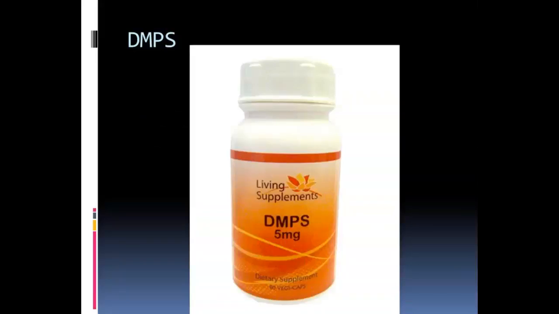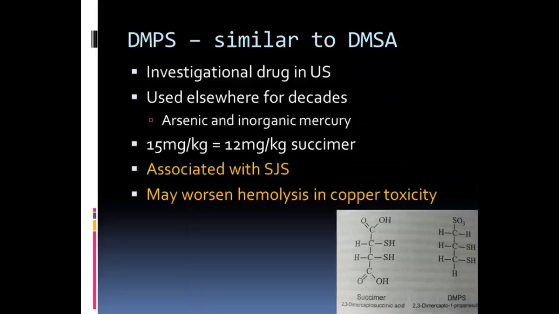All right, so moving on to some of the less common chelators, DMPS, very similar to DMSA. The structure is on the bottom right there. It's an investigational drug in the U.S., but available in other areas of the world and used for arsenic and inorganic mercury. Probably the key things are it does have an association with Stevens-Johnson syndrome, and it has been tried with copper toxicity but worsened hemolysis. So that's not an indication for DMPS, but it may worsen copper toxicity in those patients, so something to know of.